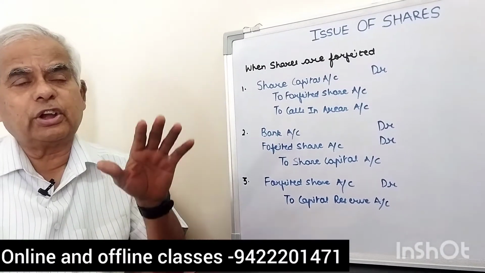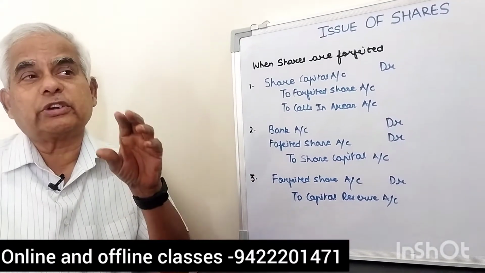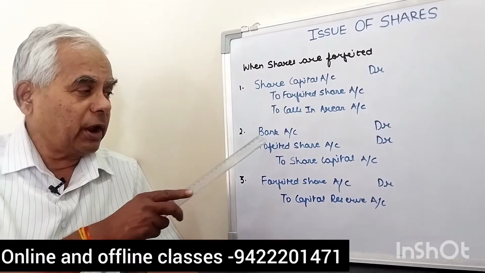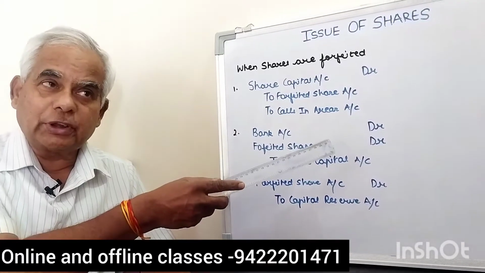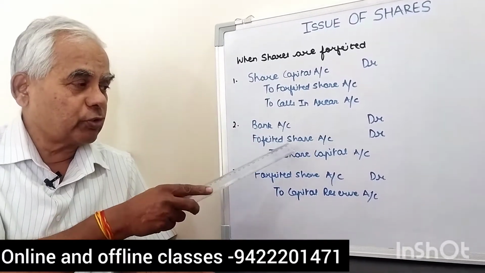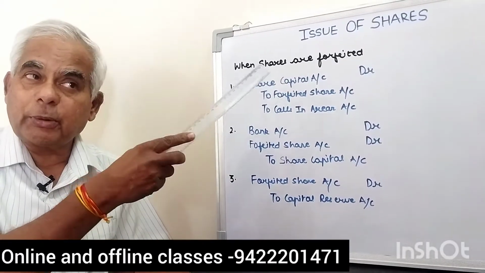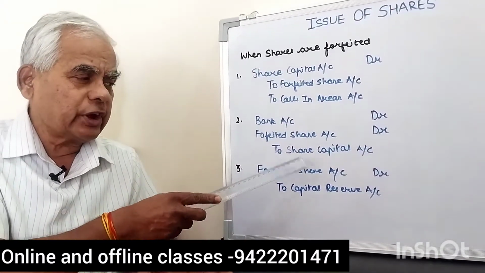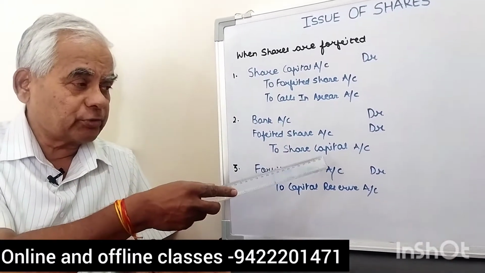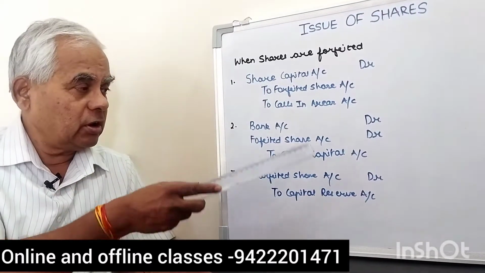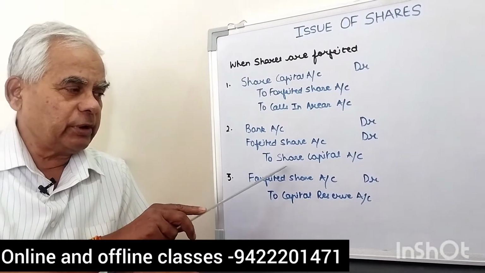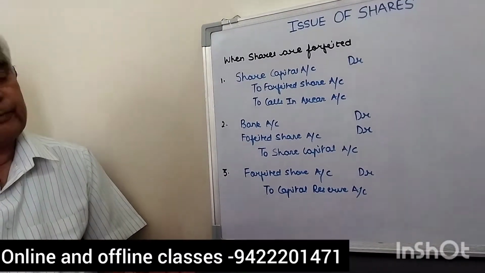Say that 10 rupee shares are issued at rupees 8 each, 2 rupees discount, fully paid up. Bank account debit, the number of shares into 8. Forfeited share account debit, the number of shares into 2 rupees is the discount. To share capital, the number of shares issued into 10. Again I repeat the entry: bank account debit, forfeited share account debit to share capital account.